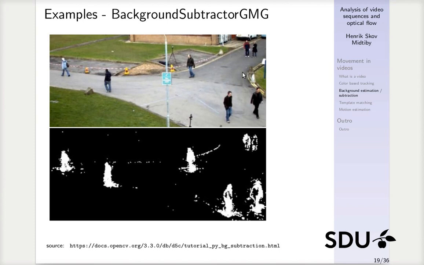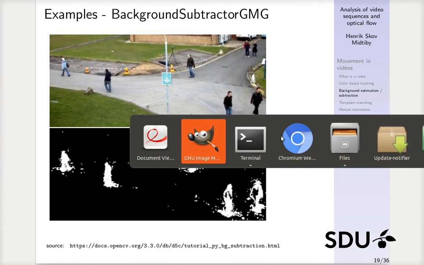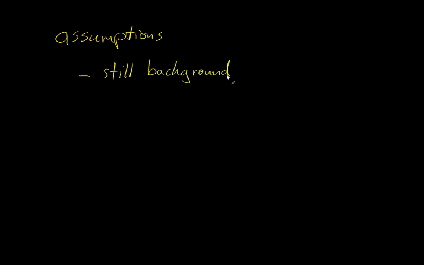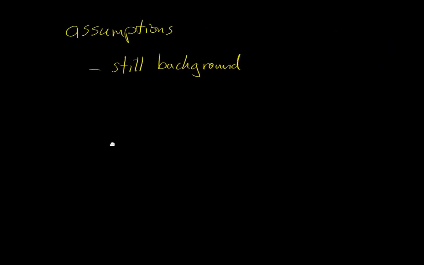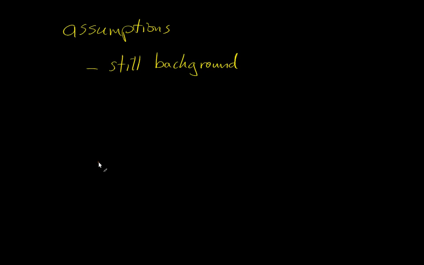One thing that is very important when you are using a background subtractor is that this background should not move. So the assumption is still background, which means that the background should appear in the same way over the entire video. It's allowed to change slowly, due to changes in illumination. But it doesn't really make sense if you change the field of view of the camera and so on, then it will be a completely new scene that it should learn the new background for. And in that case, these methods don't work that well.